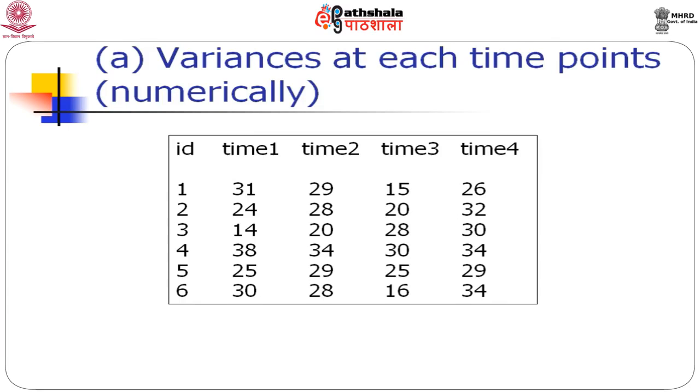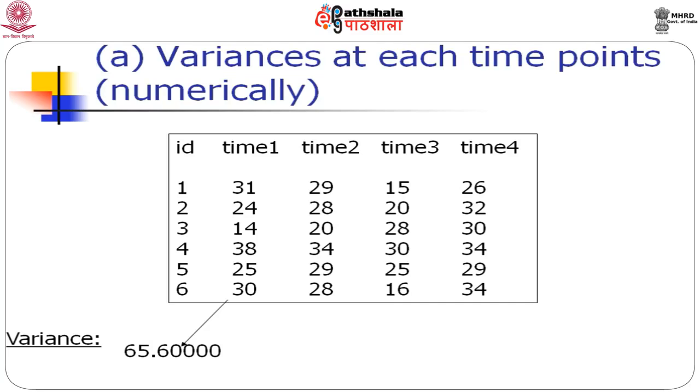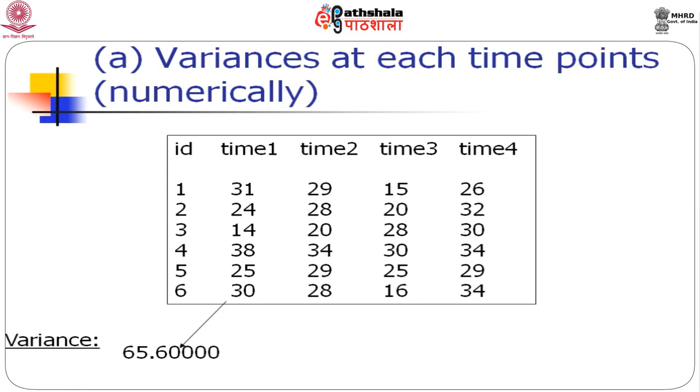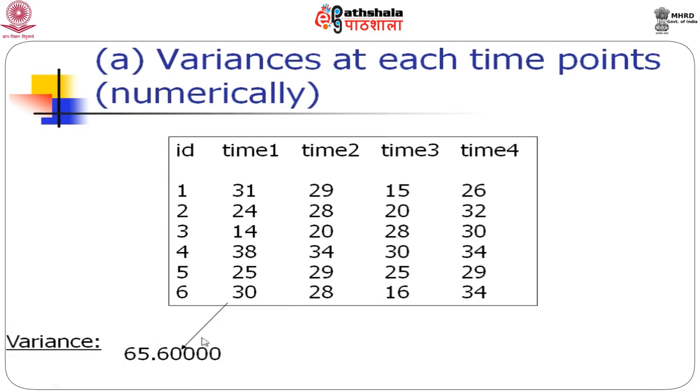In the first session that we considered this kind of data for 6 individuals, we have different time points, the observations, and then you can compute the variance. You can compute variance within a fixed time point. So for time 1, if you compute that, the variance comes out to be 65.6. For time point 2, variance is this, and for all these time points, the variance could be considered.